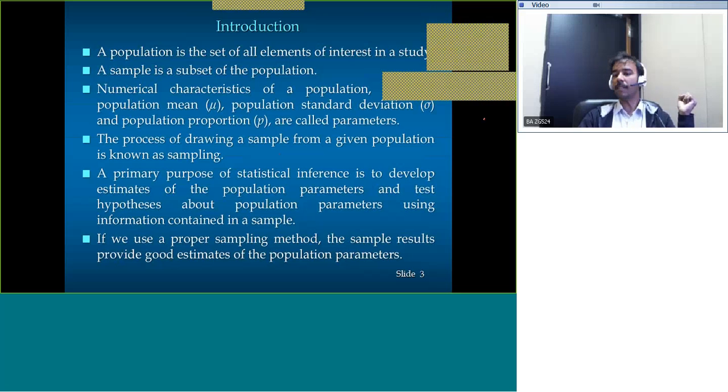Please remember that only if we use a proper sampling method will the values which we calculate for a sample provide the best estimate for a given population parameter.